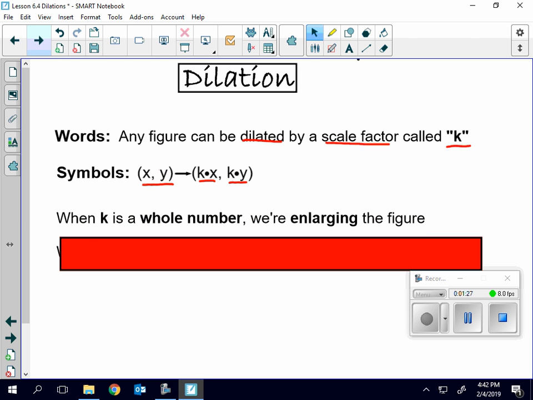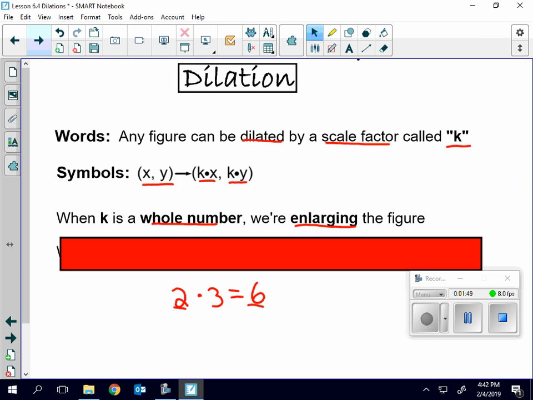When K is a whole number, meaning bigger than 1, we're going to enlarge it or make it bigger. So if you start with the number 2 and we multiply it by a whole number, like 3 for example, we're going to make this bigger, right? This becomes a bigger number. From 2 to 6, we got bigger.